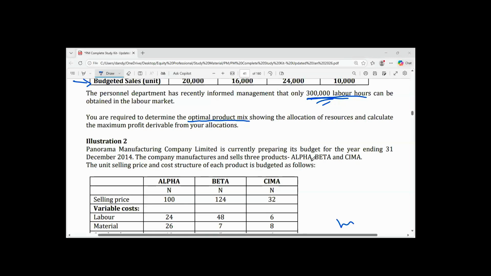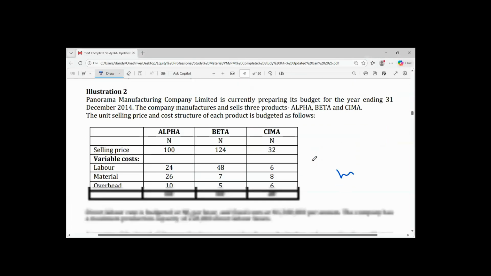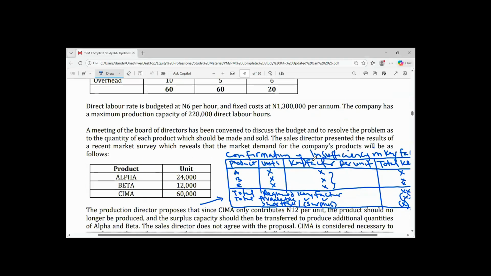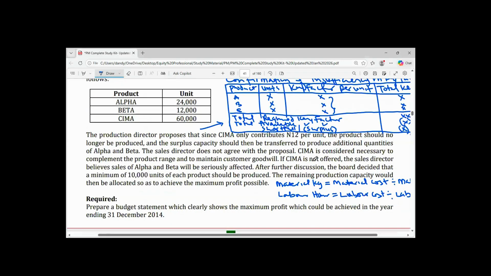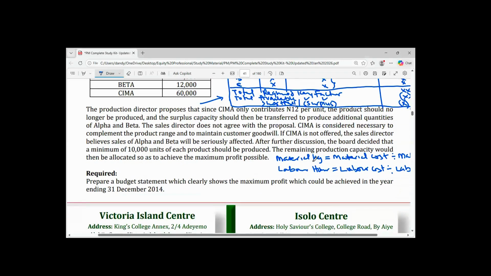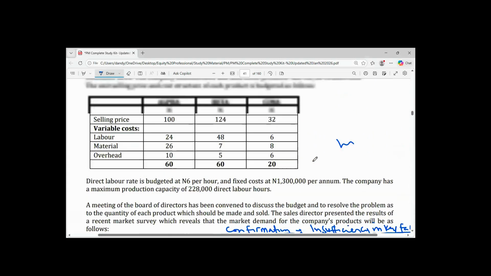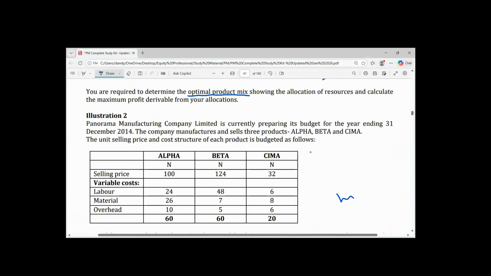So that you'll be able to see how to treat the question when you are given minimum allocation. Okay, let's solve this illustration number 2, Panorama.